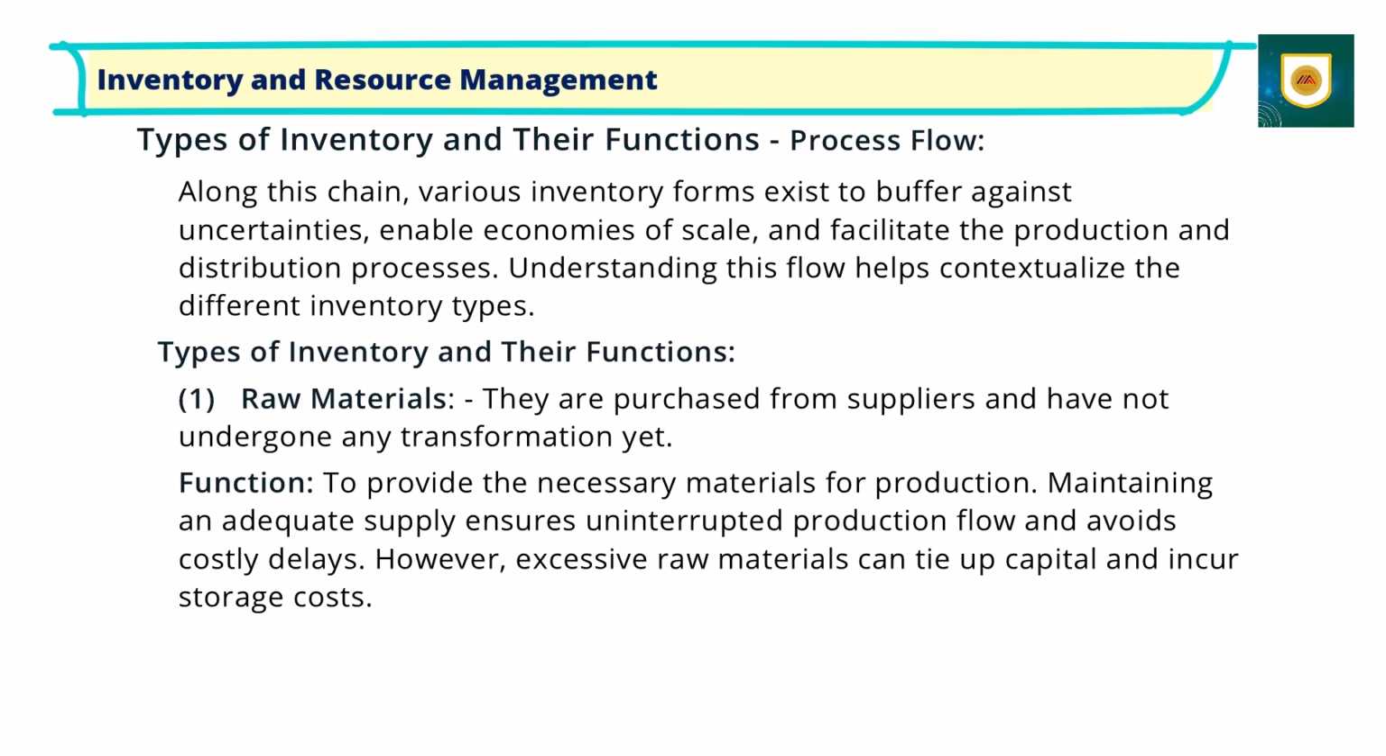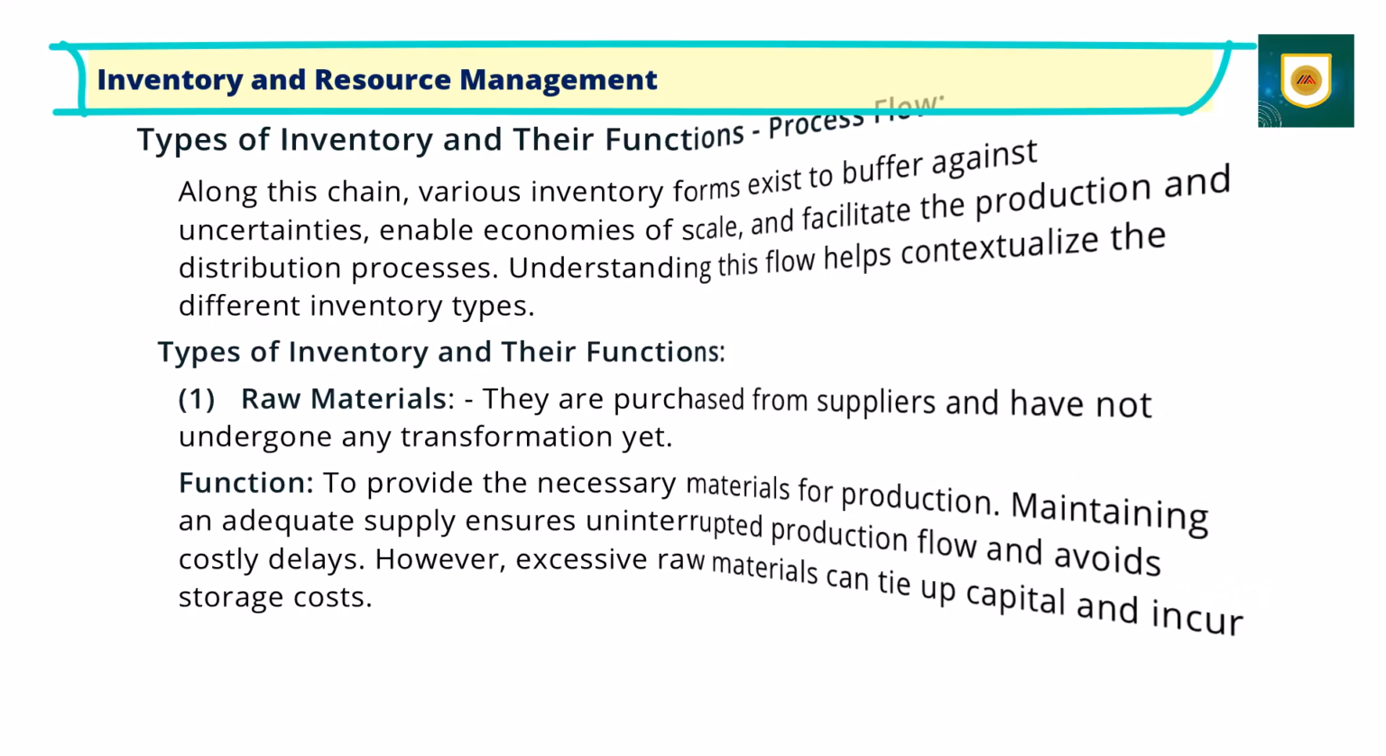Types of inventory and their functions. 1. Raw materials. They are purchased from suppliers and have not undergone any transformation yet. Function: to provide the necessary materials for production. Maintaining an adequate supply ensures uninterrupted production flow and avoids costly delays. However, excessive raw materials can tie up capital and incur storage costs.